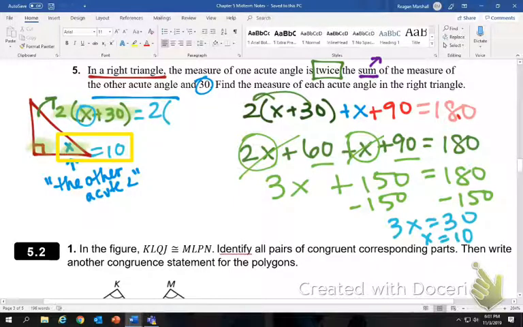So 2 times 10 plus 30. 10 plus 30 is 40. 2 times 40 is 80. So those are your two answers. Find the measure of each acute angle. So we found the measure of each acute angle. And then we move on.